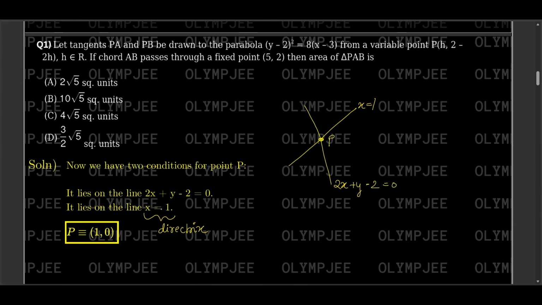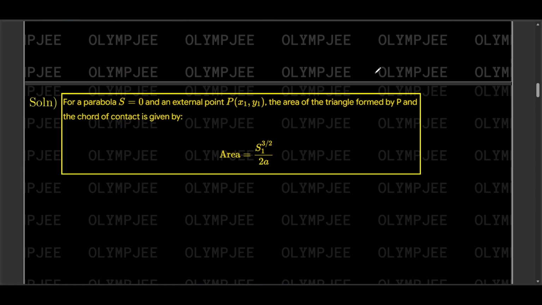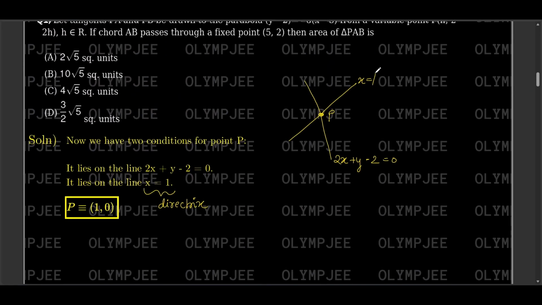So if we find the point of intersection by putting x is equal to 1 here, we will get y as 0. So the point P we have got is (1, 0). Now we have to find the area of this triangle. This is the chord AB, which was passing through the focus of this parabola. So this was the focus.